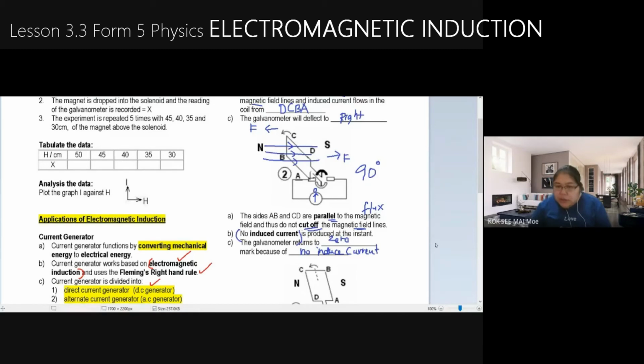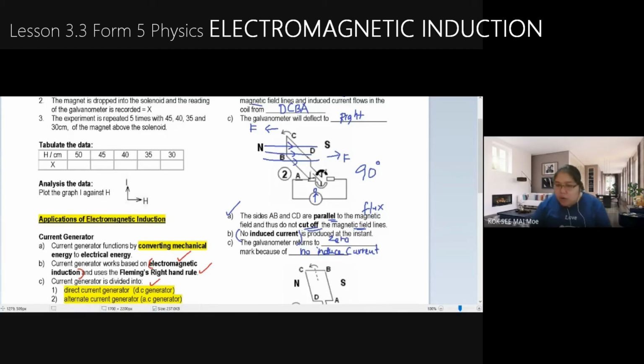So for this one situation, you need to explain this, very important. AB and CD, now the sides move exactly parallel with the magnetic field. That means they are never cutting the flux. If they never cut the flux, they cannot produce an induced current. No induced current means the galvanometer does not have any current, so it turns back to the zero mark. But one more thing I want to explain to you. Does the coil keep the direction like this? The coil never keeps the direction like this.